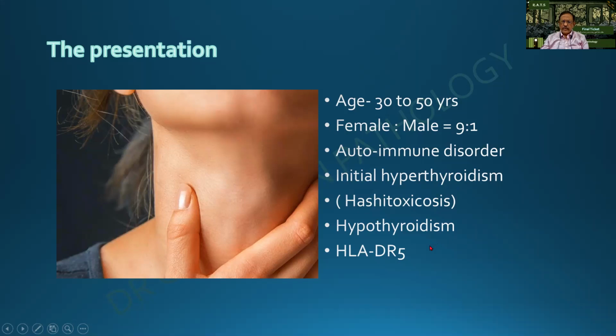It is said to be associated with HLA-DR5, human leukocyte antigen, DR5. DR means there are three segments in it, DP, DQ and DR, and this comes under DR5. And it is an autoimmune disorder, please remember.